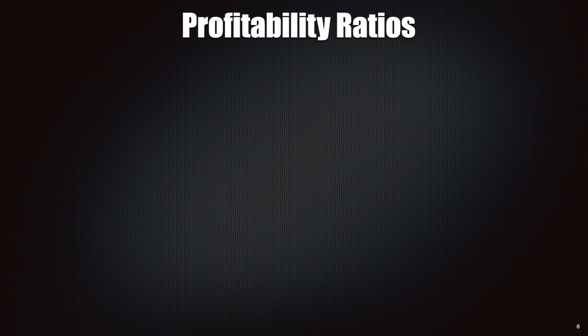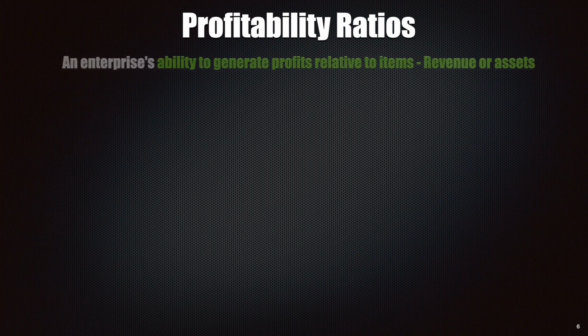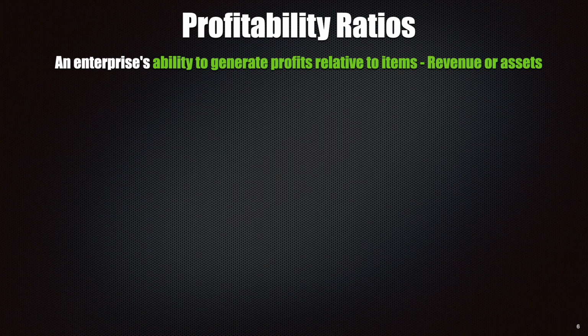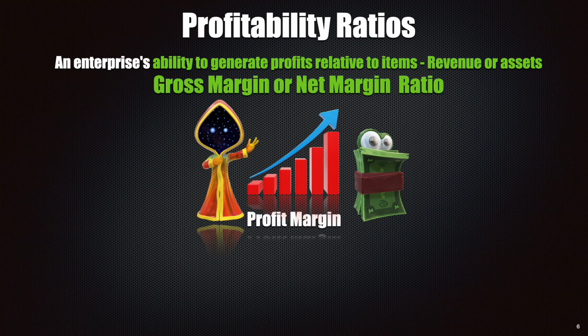So let's talk about the profitability ratios of the company and how you can judge the company's performance with respect to them. So it shows or indicates an enterprise's ability to generate profit relative to revenue or assets. So these ratios indicate how much profit the company has generated against revenue and assets. So the most commonly used profitability ratios are gross margin and net margin ratios.